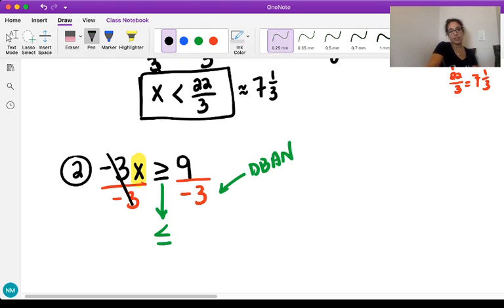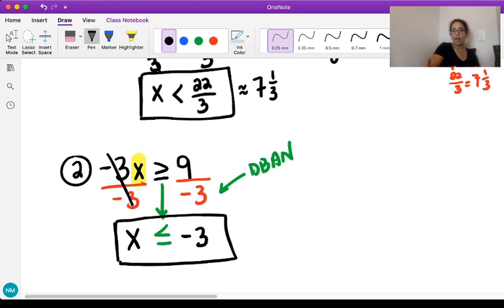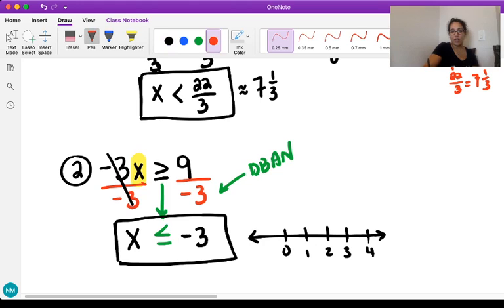So I have x is less than or equal to, now 9 divided by negative 3 is negative 3. Final answer, because x is now isolated, and I graph it: 0, 1, 2, 3, 4. Closed circle, because it's less than or equal to, and it is less than, so it's going to the right.